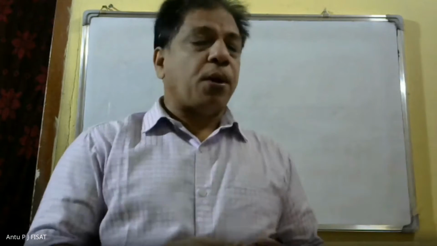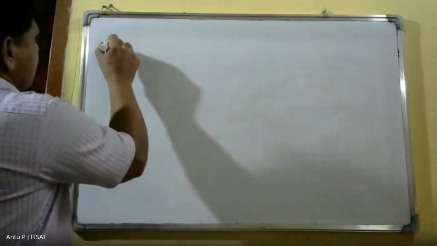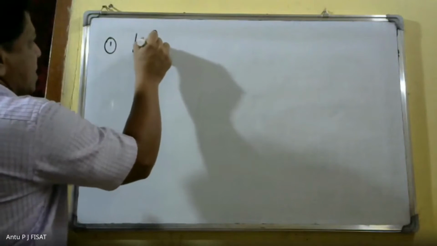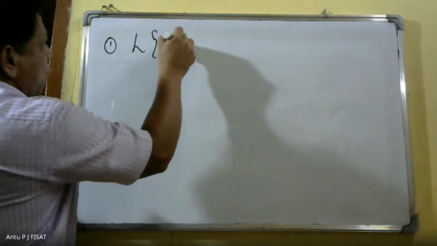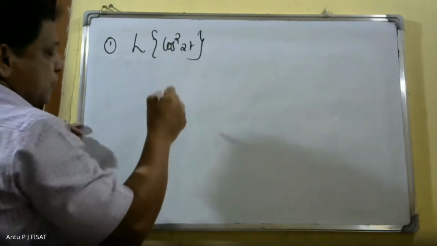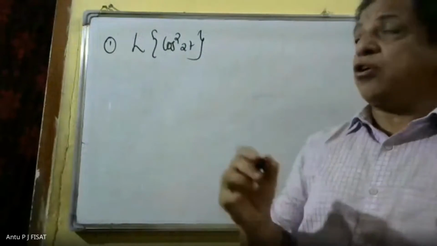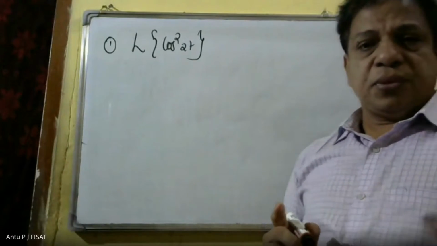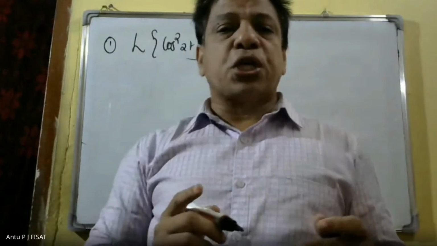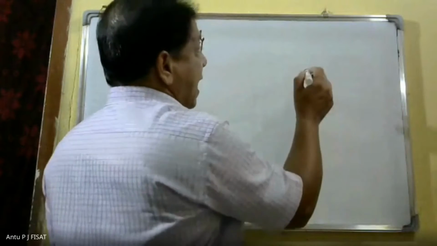Good morning, students. Today we will discuss some problems relating to standard results in Laplace transform. In the first problem, find the Laplace transform of cos square 2t. To find it, we should apply an identity.